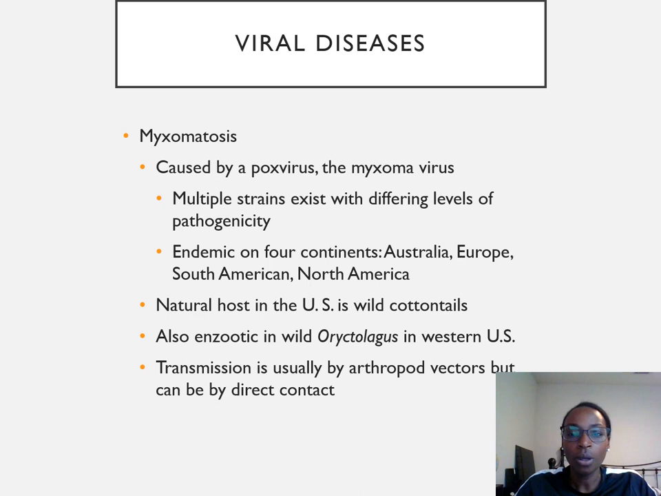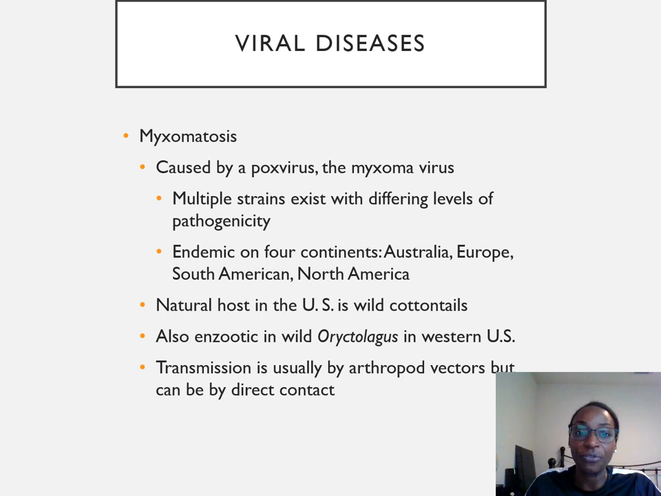All right, so now we're going to go ahead and jump into viral diseases that we can see in our rabbits. The first one we're going to talk about is myxomatosis. This is caused by a pox virus, known as the myxoma virus. There are many, many different strains that can exist, and these different strains are also going to show different levels of disease or pathogenicity.